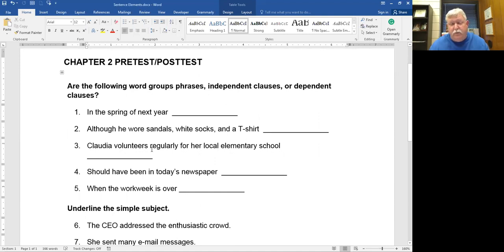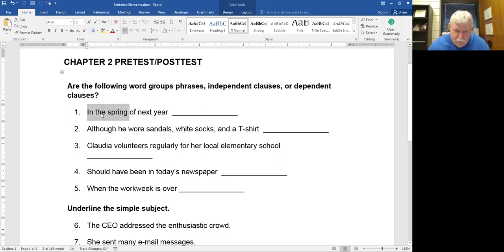Remember, a phrase will have a subject, a noun or pronoun, or it will have a verb, but it won't have both, where clauses will always have a subject and a verb. So in this first one, "in the spring" and "of next year" are both prepositional phrases. Notice they start with a preposition, and "of" is a preposition. So "in the spring" starts with a preposition and it ends with a noun.